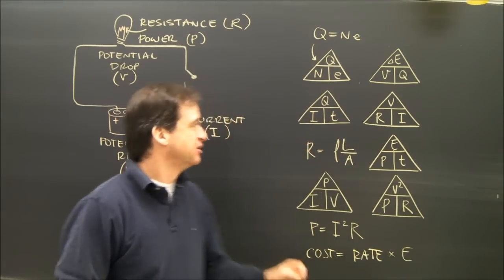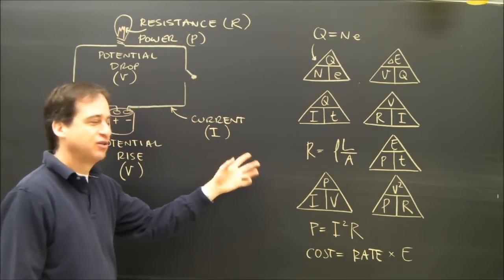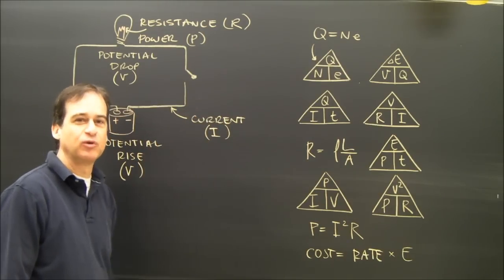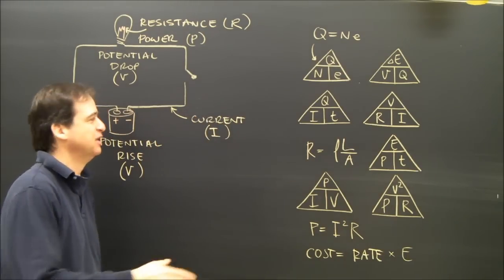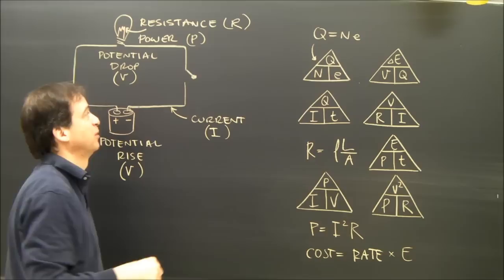So for our formulas, we have to look at what's going on in a circuit. And we've got something called current. Current is how many electrons are flowing by a certain point at a certain time. So if I have a current in amperes, it tells me that this many electrons are flowing by.